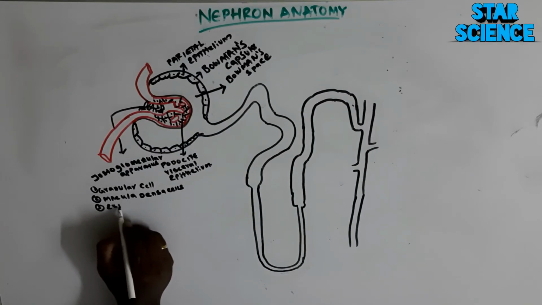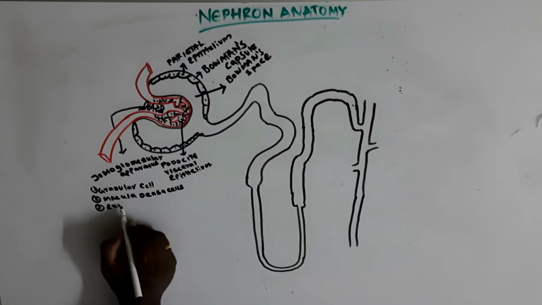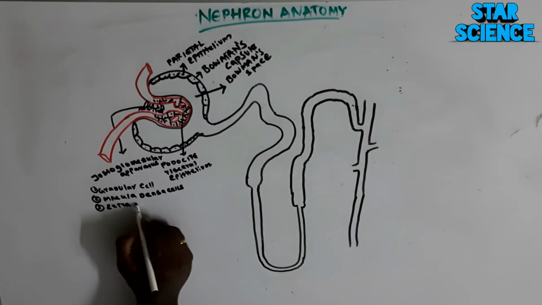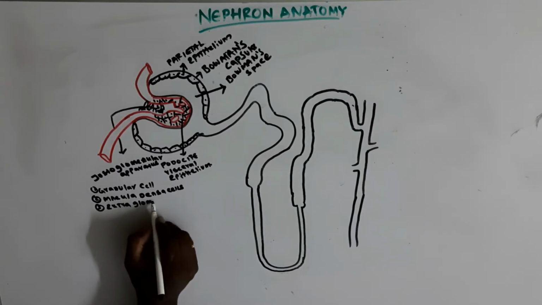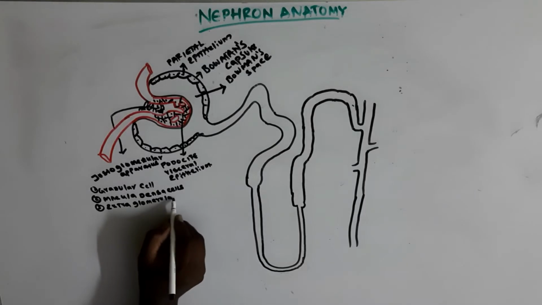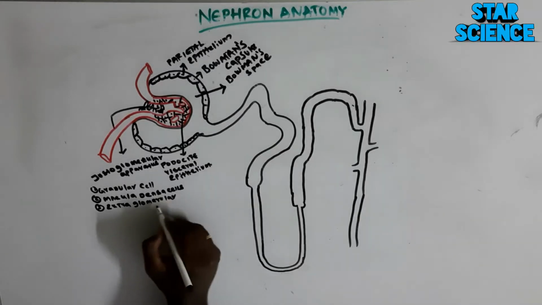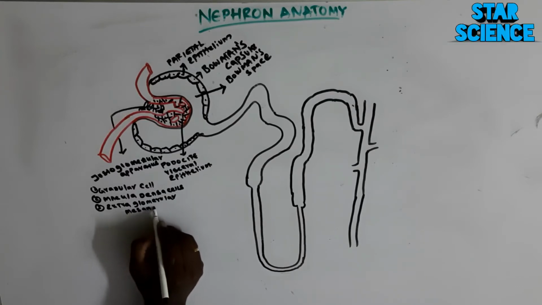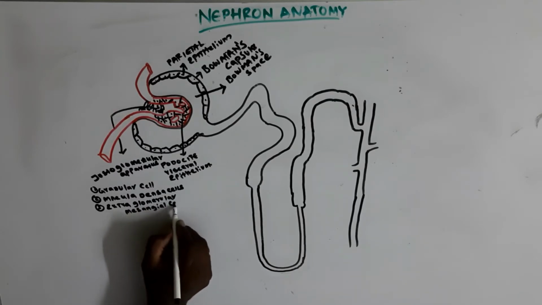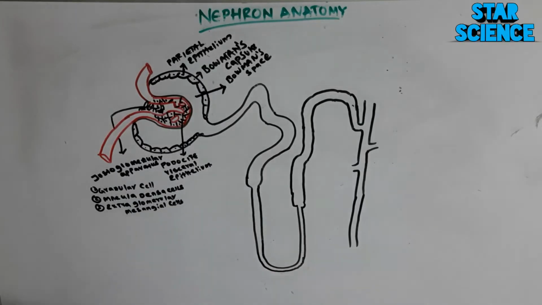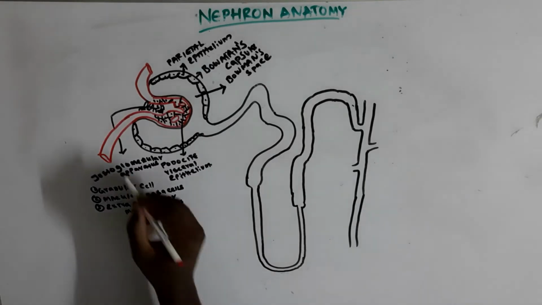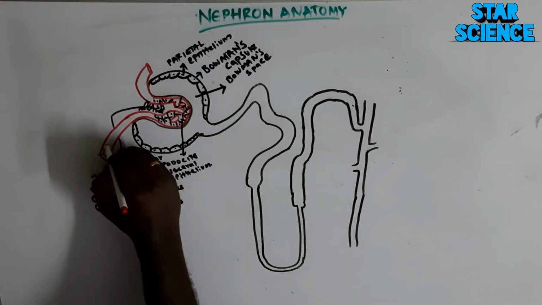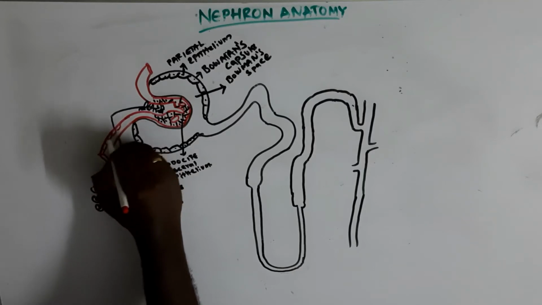And now we are going to see the third cell, which is a very important cell: extraglomerular mesangial cells. So these three cells are very important in glomerular filtration. These cells make up the glomerular functions. So I hope you can understand where the glomerular filtration is.